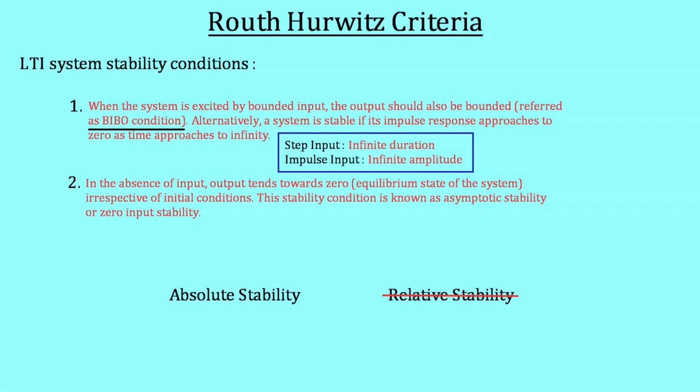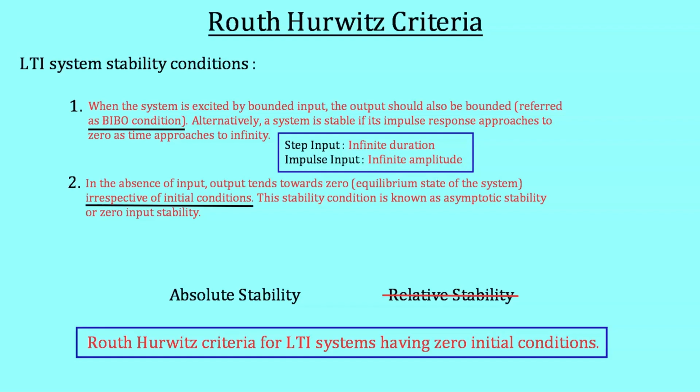In the second definition, we have seen that the definition of stability does not consider the initial conditions. But whatever we have studied so far, we have always considered systems with zero initial conditions, and that will apply in this lecture also. However, if there is a system with non-zero initial conditions, the procedure remains the same, only a few steps increase. But for now, we will consider only those LTI systems which have zero initial conditions.